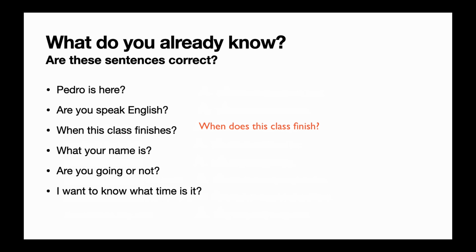Similarly, with the next question, what your name is, we need a helping verb after what. This helping verb is in this question, but it's just in the wrong place. To fix this, we would just move is after what. What is your name?